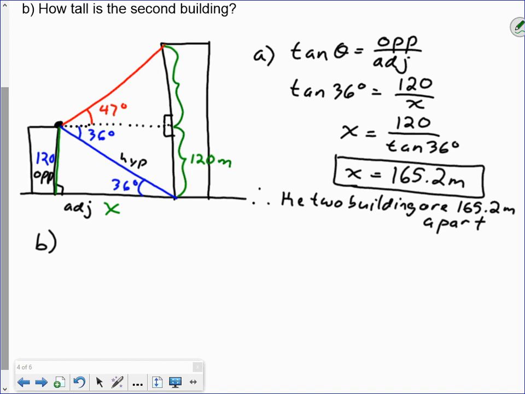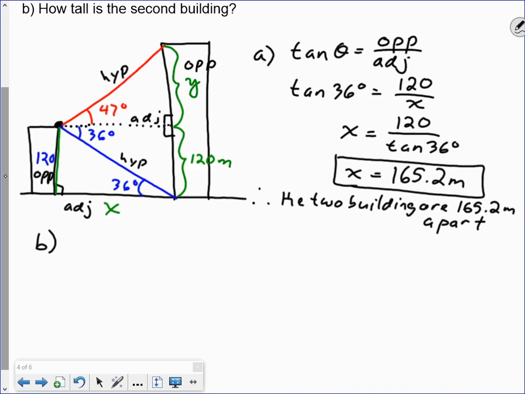So in our second building, to find the height of that second part up above, we're just going to call that distance y. And we're going to be working with the triangle that has the red side, the red hypotenuse up at the top here. Because if we're working with that upper triangle there, 47 degrees is our angle. The y is going to be our opposite side. Our hypotenuse is going to be over here. And our adjacent side is down below.